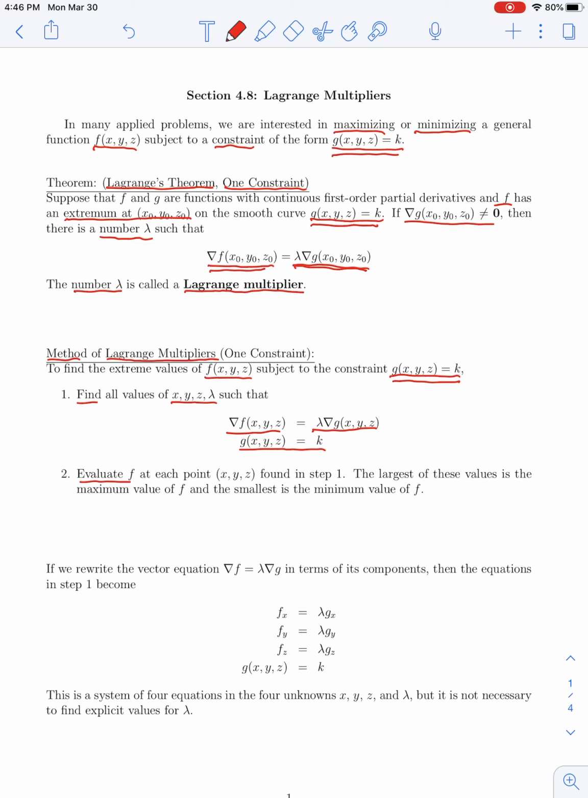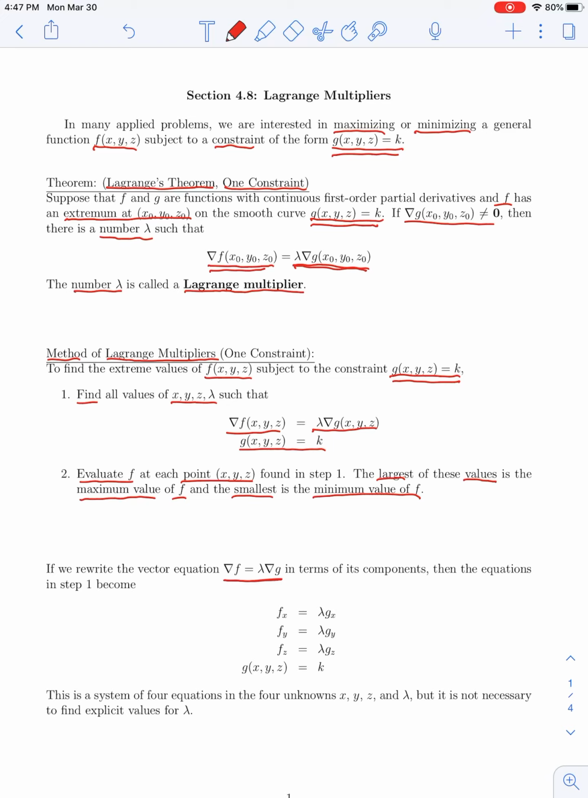So we can solve the system of equations to find all the points x, y, and z which would satisfy those equations. And then we would evaluate our function at each point (x, y, z) that we just found, and the largest of those values would be the maximum value of our function, and the smallest would be the minimum value of our function satisfying that constraint.